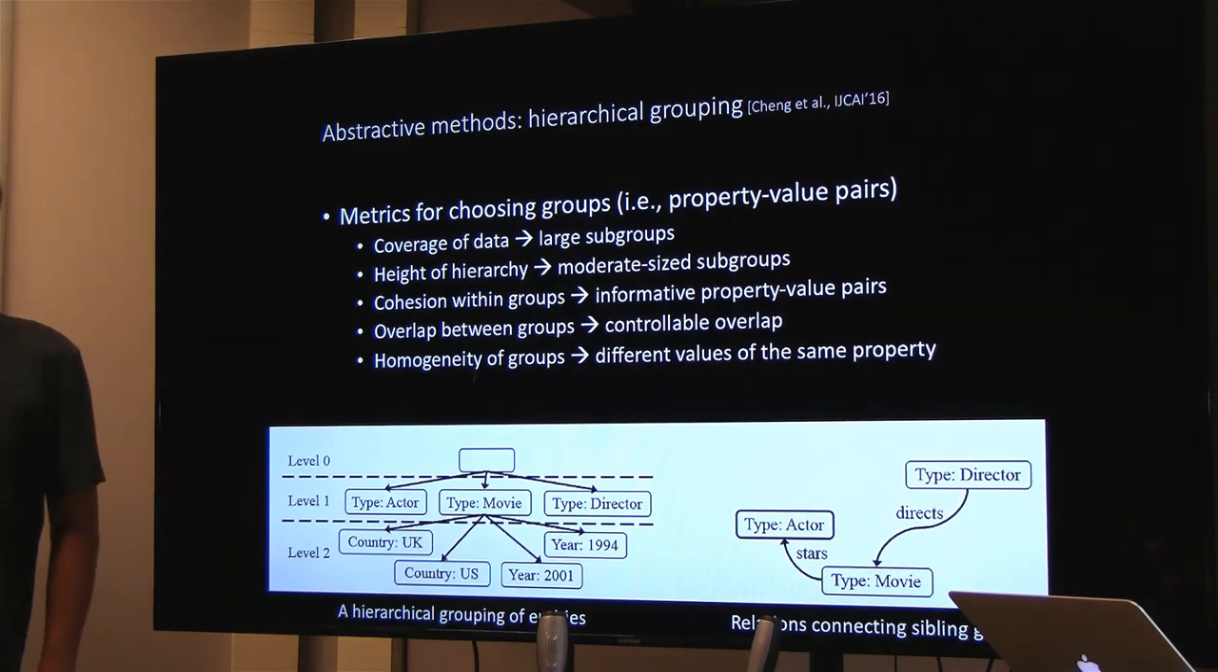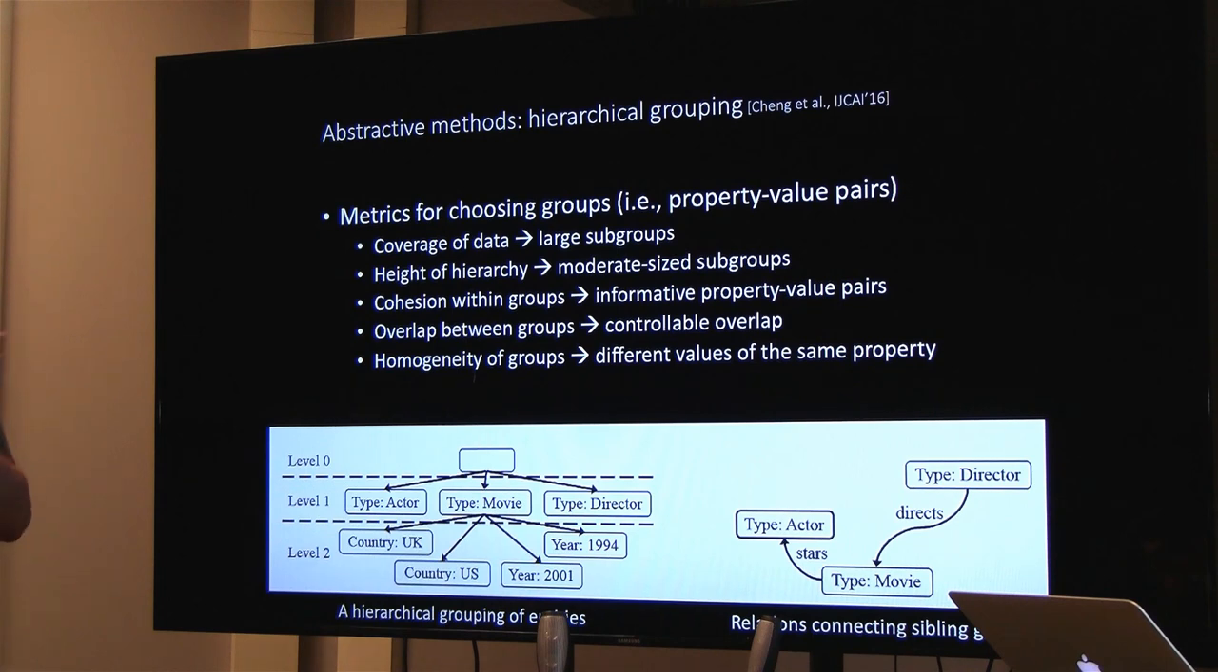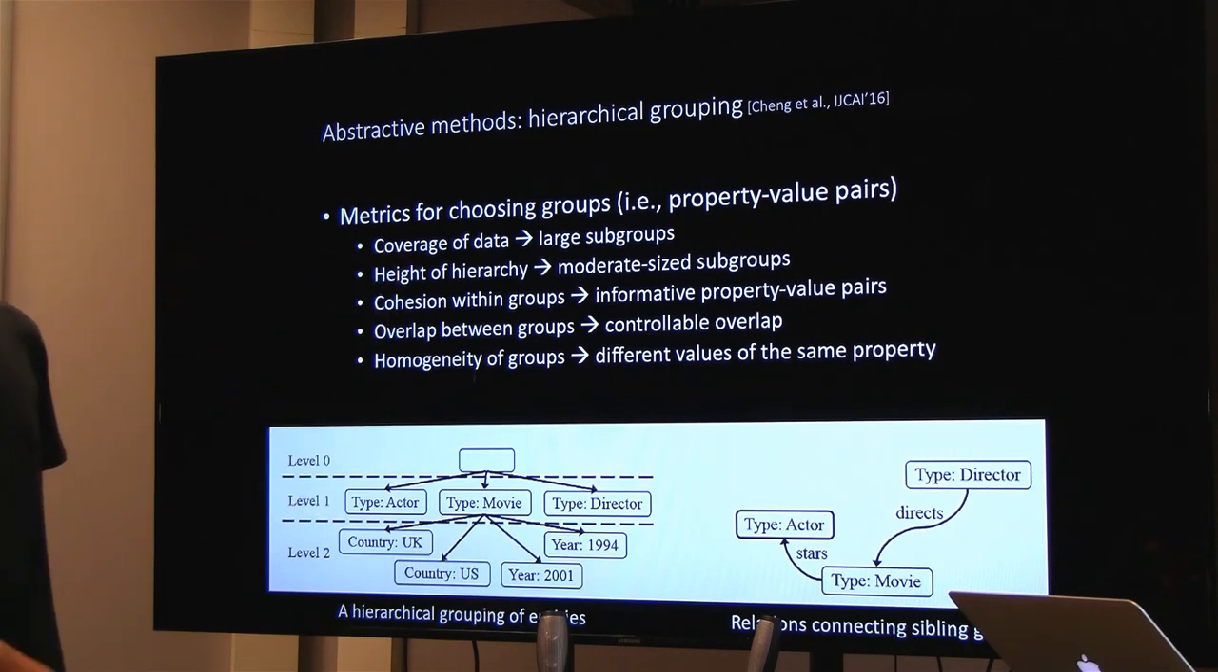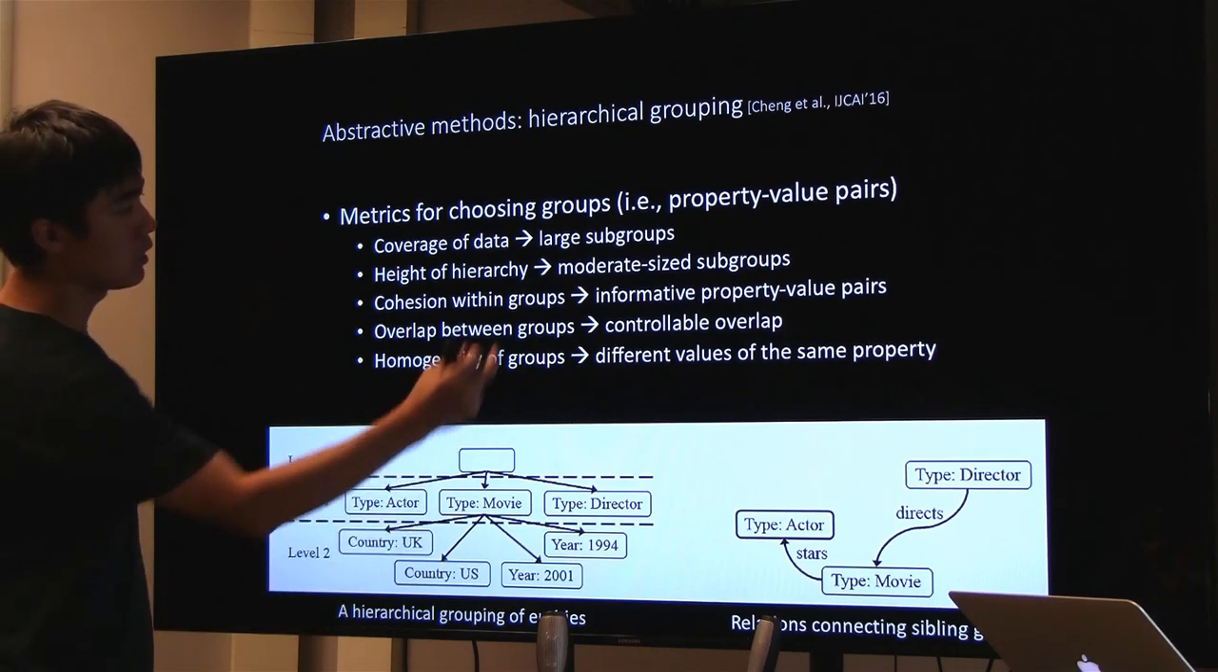There can be various ways of generating a hierarchy. There can be different hierarchies. Which hierarchy is better? We defined five aspects in choosing the groups. First is coverage of data. We want the groups to cover as many entities in the data set as possible in order not to lose too much information. So we prefer large groups, but we don't prefer very large groups, because if all the groups are very large, the hierarchy will be very high. That means users need a lot of interactions to navigate to the groups that she's interested in. So we prefer moderate size subgroups.